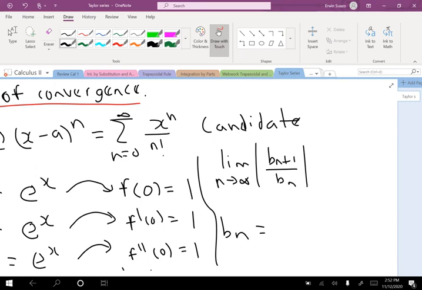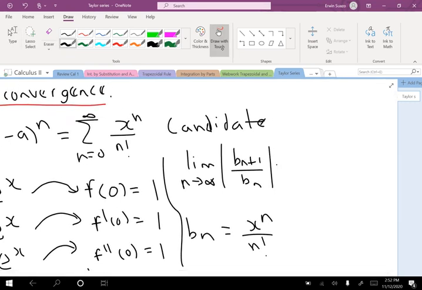What is Bn, guys? X to the n over n factorial. X to the n over n factorial, correct. Thank you. So we can find the limit. So I have to be honest with you.